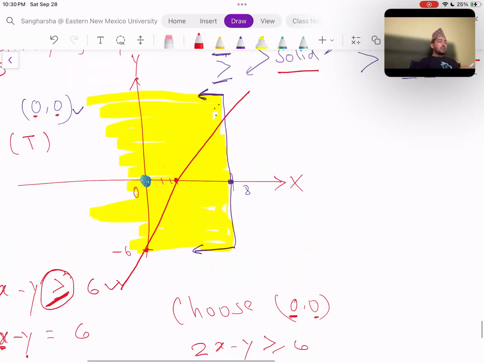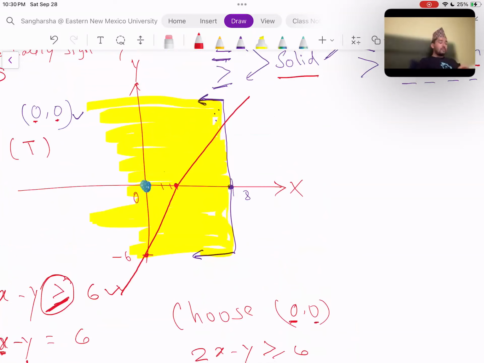False means your solution is away from the testing point. This is your testing point. So your solution is away from the testing point. So you are shading away from the testing point. So all these are the solution for this inequality. Okay. So all these points.